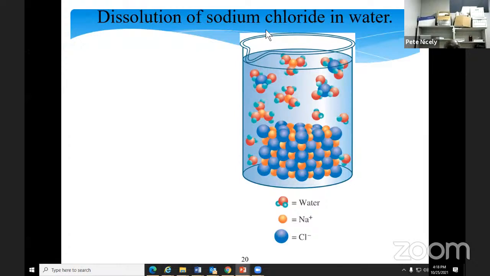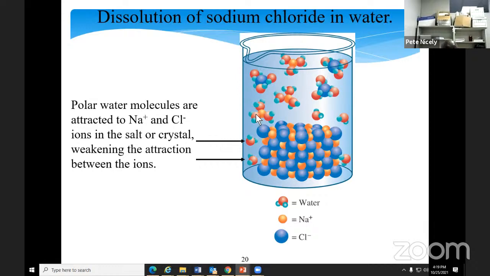Okay, so what happens at the microscopic level when sodium chloride or any ionic compound dissolves in water? Well, this picture here basically represents what happens. So just to explain what the different models represent, this represents a water molecule, the orange spheres represent the sodium ions, and the blue spheres represent the chloride ions. So here we have a structure of sodium chloride right here. As we learned earlier, sodium chloride has basically a crystalline ordered arrangement of the different ions present.